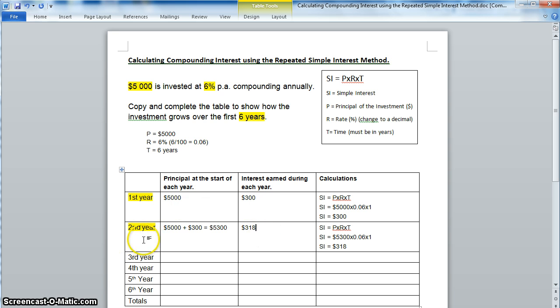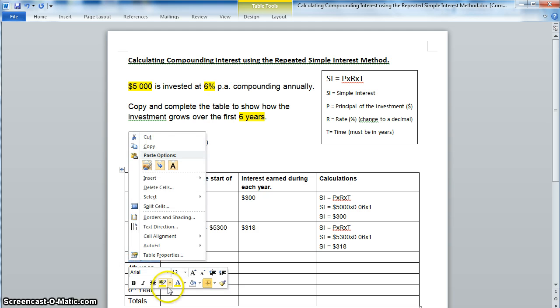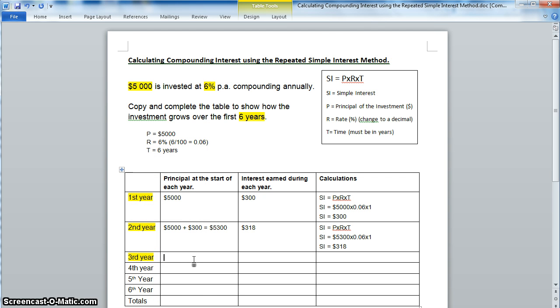So after the second year, we started that second year at $5,300. Over that year, our investment earned $318. So at the beginning of the third year, let's highlight that again. So we're up to the third year. The beginning of the third year is $5,300 plus the interest from year 2, which is 318, which we can put in our calculator and it comes out to 5,618.